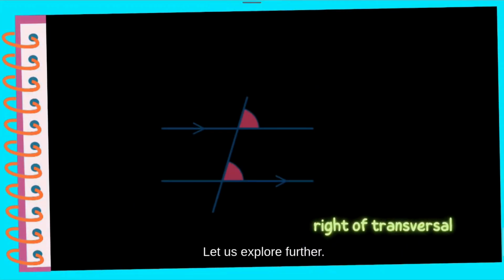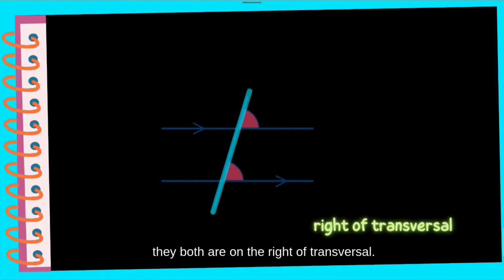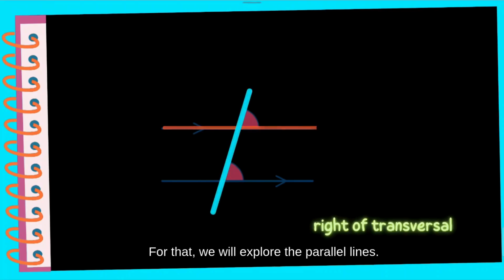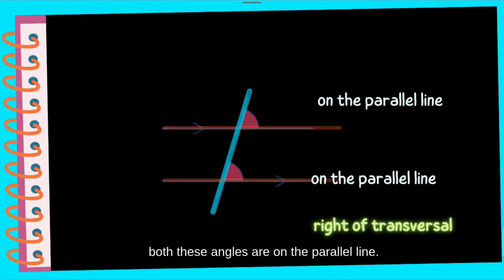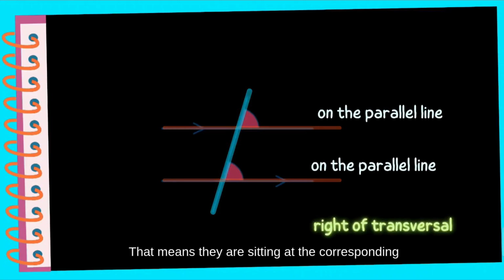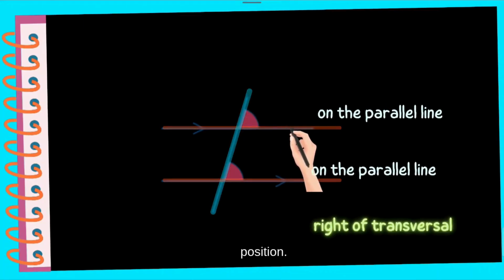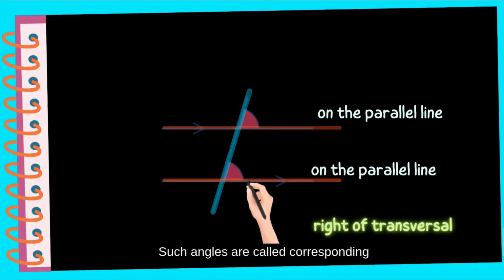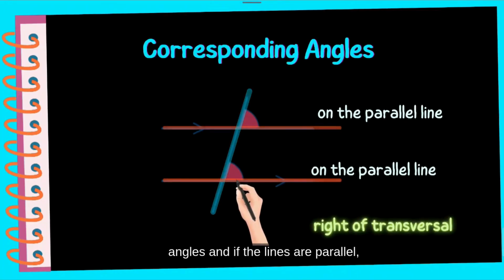Let us explore further. Observe the two red angles. Are they both lying on the right of the transversal? Exactly. They both are on the right of the transversal. That means they are sitting at a similar location. But are they sitting at the exact same position? For that, we will explore the parallel lines. Are they both sitting on the parallel line? Exactly. Both these angles are on the parallel line. That means they are sitting at the corresponding position. Such angles are called corresponding angles.